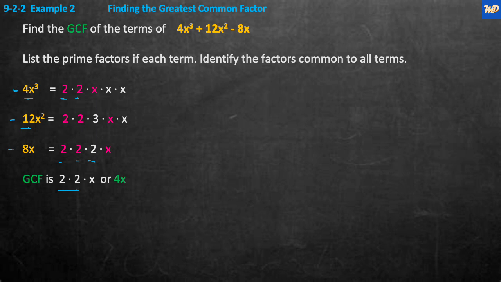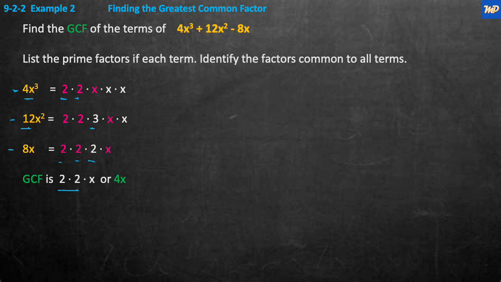Then, for the 3, how many 3's do we have? We have one 3. The 8x doesn't have a 3, and the 4x cubed does not have a 3. So you can't use the 3. The 3 is not common to all 3 terms.